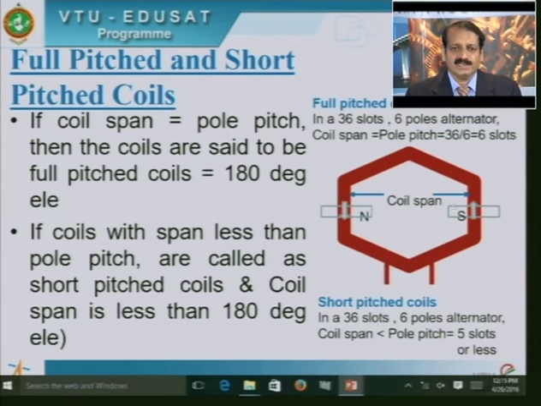Suppose the coil span is 5 slots as considered here, then the coil is short pitched by 1 slot, and the coil span in terms of electrical degrees is 5 into 30 degrees electrical, which is the slot angle. So 30 degrees into 5 will be 150 degrees electrical. So the coil span is less than a pole pitch in the case of short pitched coils.